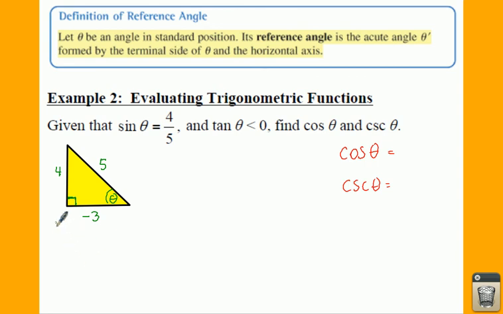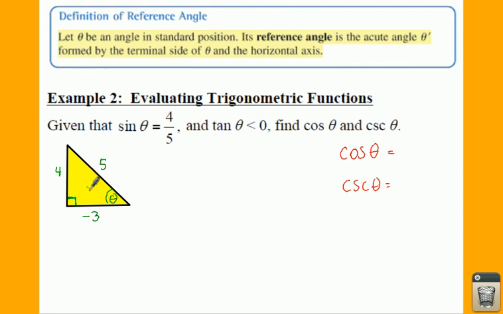So now all we do is just find our cosine of theta and our cosecant theta. All this information here tells us how to draw a triangle. If your sine is positive, you have 4 quadrants, it's only positive in your first and your second. If tangent's negative, that is only in your second and your fourth. So we have to find the quadrant where both of those work. That would be quadrant 2.